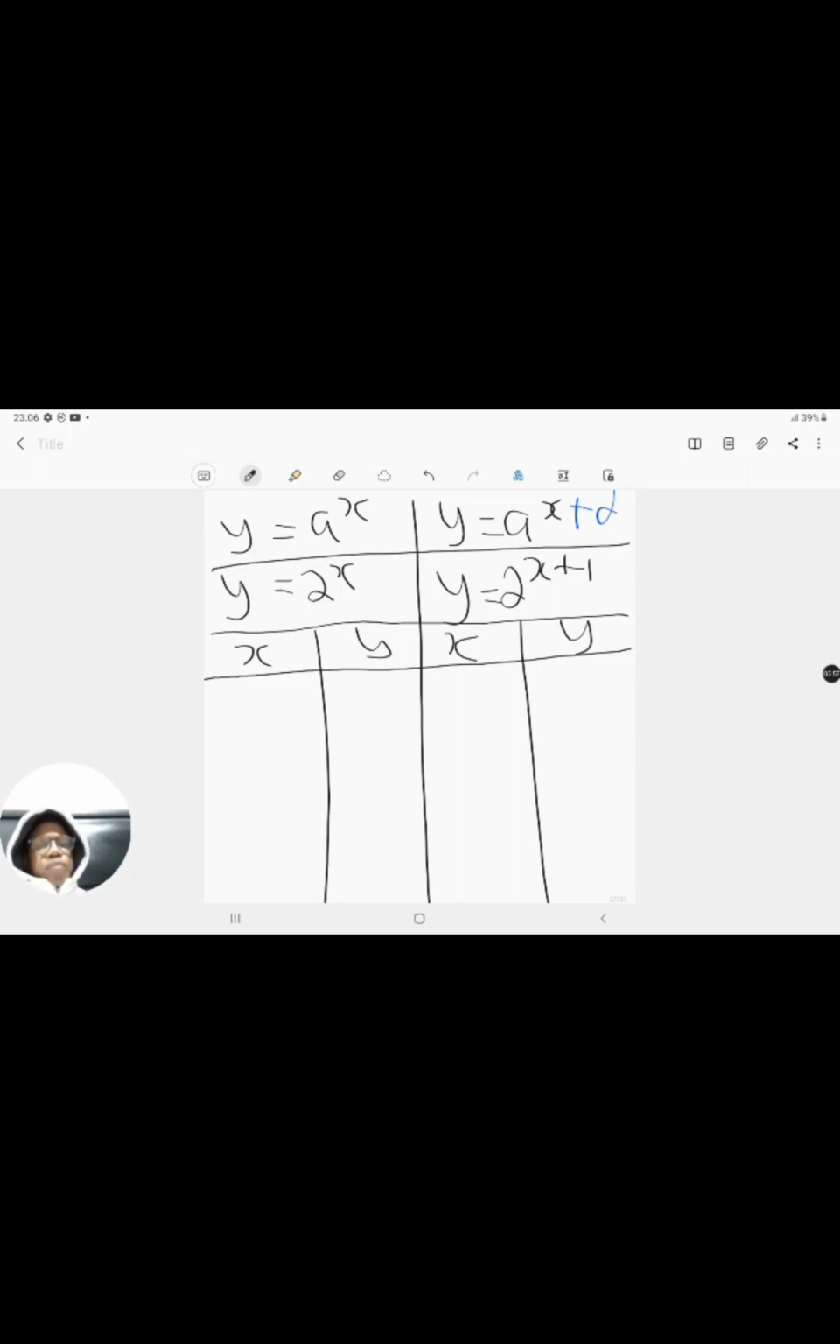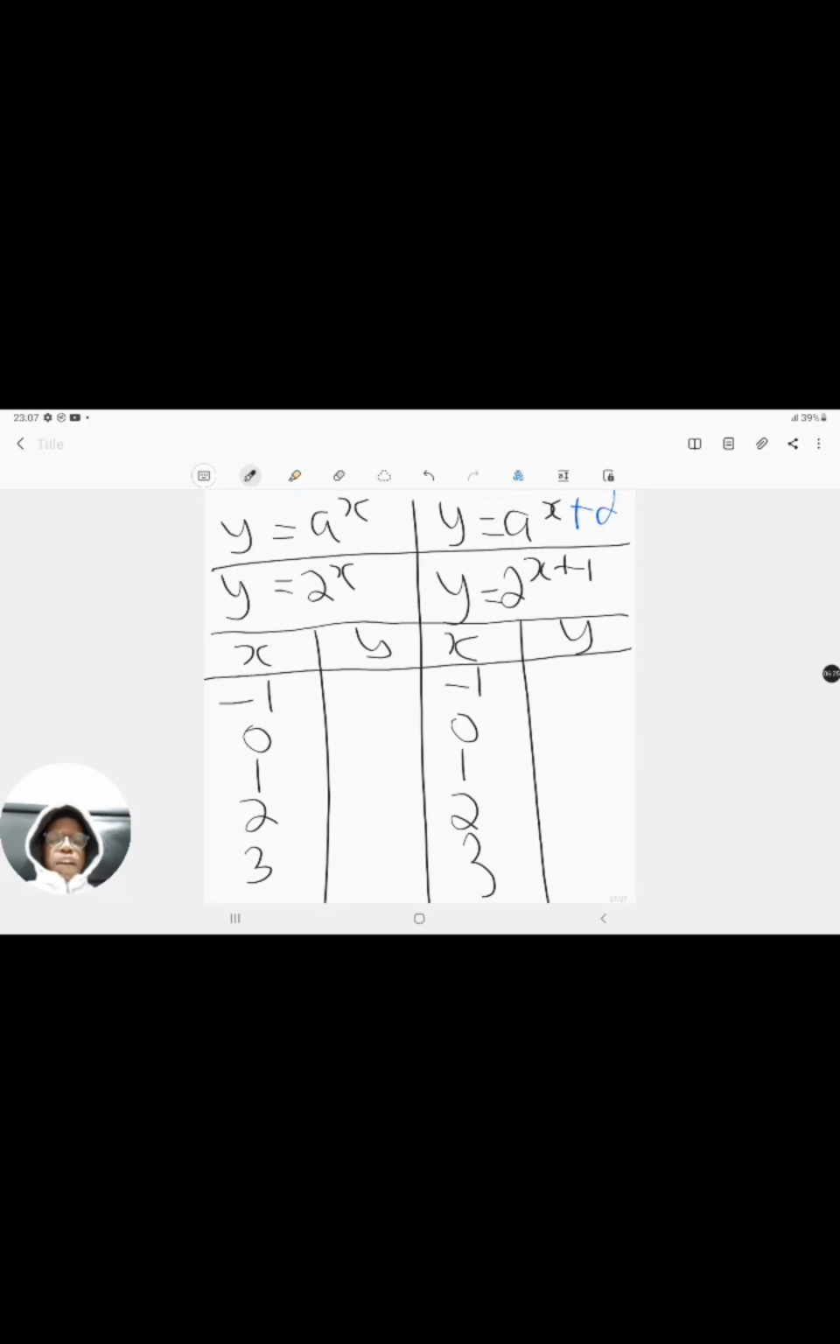Okay, so what I'm going to do now is put in random values of x from -1 to 3, then from -1 to 3. These are my independent variable values, and then I'm going to find my dependent variable values, which are my values for y. So what's going to happen if I substitute these values into these respective equations?